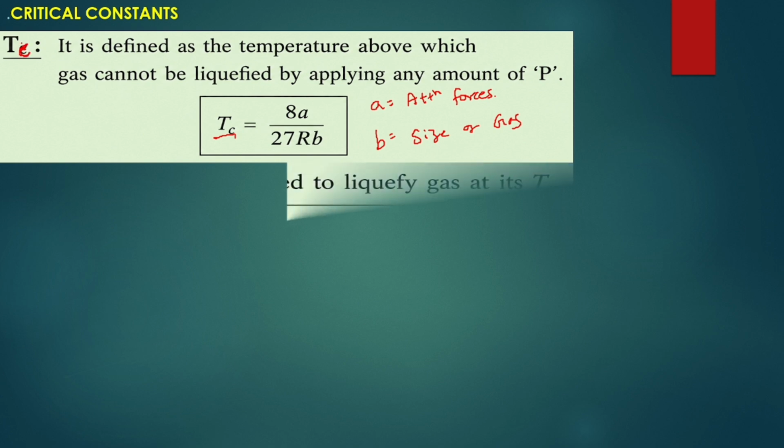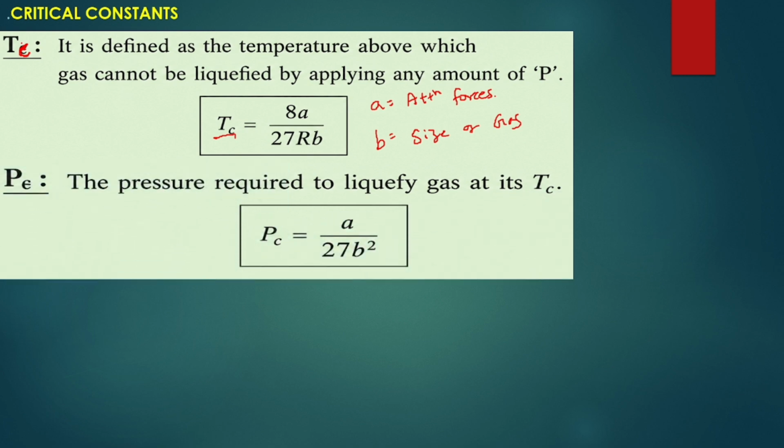Next, critical pressure, PC. What is PC? The pressure required to liquefy a gas at its critical temperature. At critical temperature, how much pressure is required exactly to liquefy a gas? The minimum pressure required, that is the critical pressure. Given that PC equals a by 27b squared.